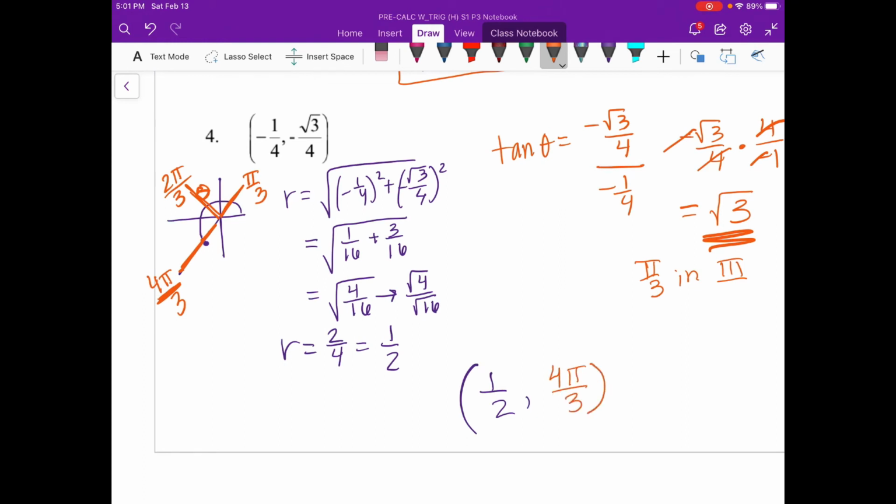So this is my angle theta, and that's how I take that rectangular coordinate into a polar coordinate. And that's the end of our notes.